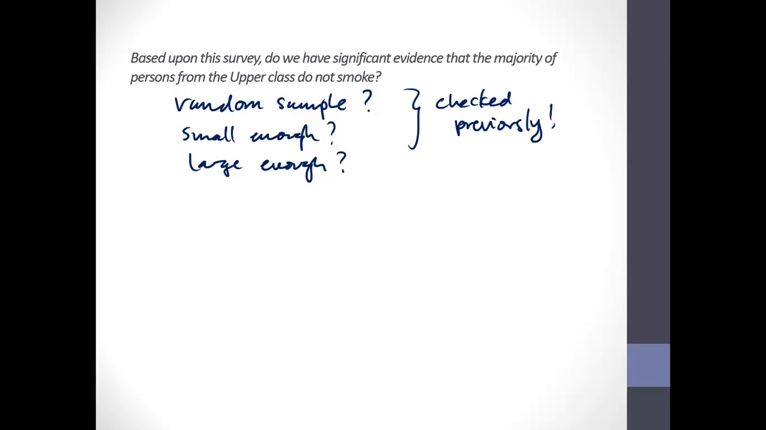But now for large enough, again, we want to do our expected counts. So we want to take n times p0 and n times 1 minus p0. Well, remember that we had 211 people in our sample. That's our n, and our hypothesized proportion is 0.5. Same for 1 minus p naught, 1 minus 0.5. And they actually give us the same thing here.